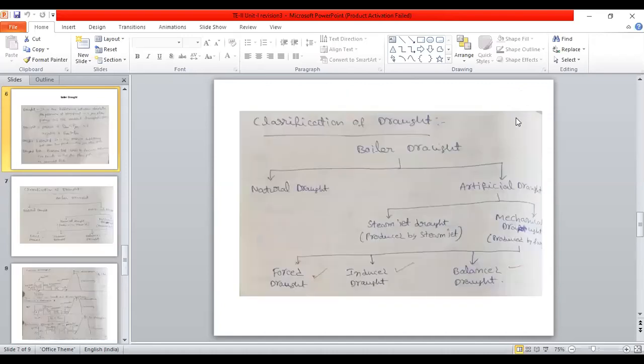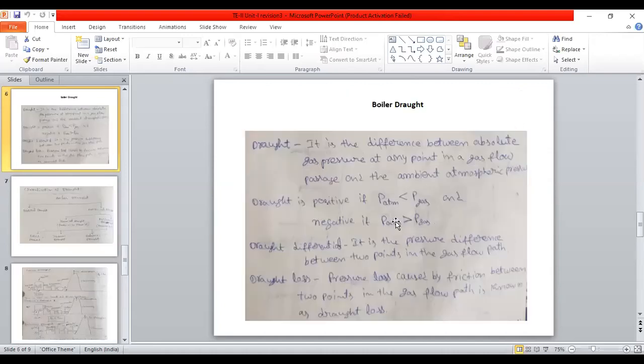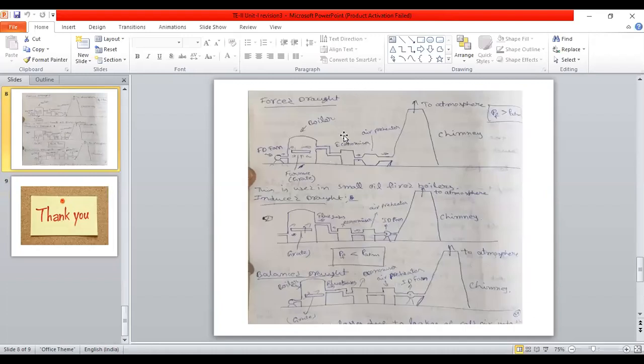Previously we discussed that if the furnace pressure is greater than the atmospheric pressure, the draught is said to be positive. So forced draught is positive, and induced draught is a negative draught. Why? In forced draught, we fix the fan before the furnace, but in induced draught, after the furnace, or we can say before the chimney, we attach the fan. It is called the induced fan.